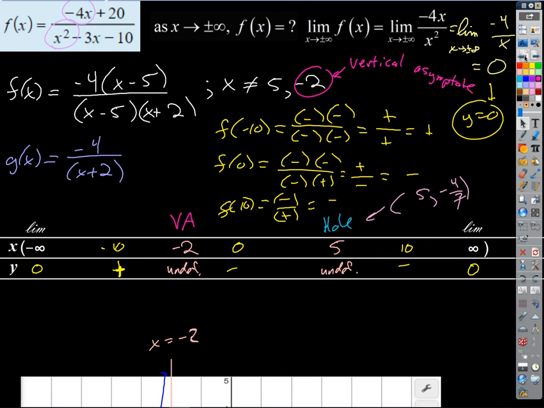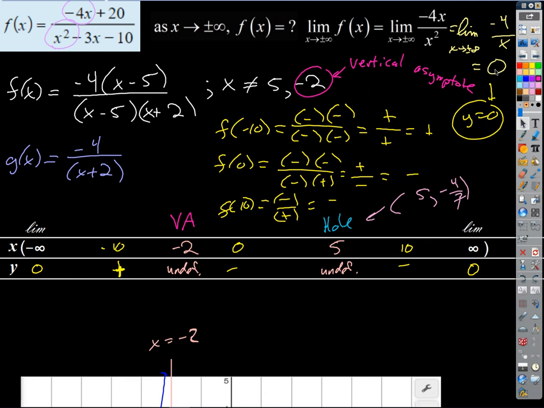What's the limit of the ratio of the leading terms if the bottom is a higher power of x than the top? What happens? 0. It's always going to be 0, right? From this point forward, you don't even have to think about that. You just know that if you see that pattern, y equals 0 is going to be your horizontal asymptote, right?